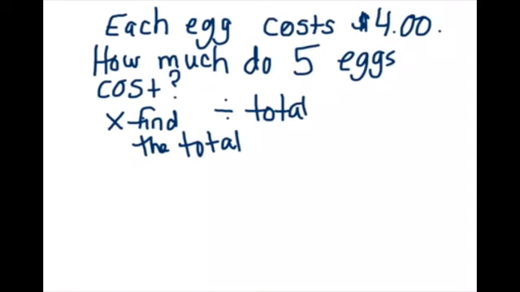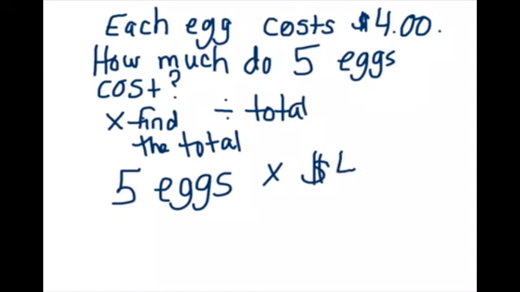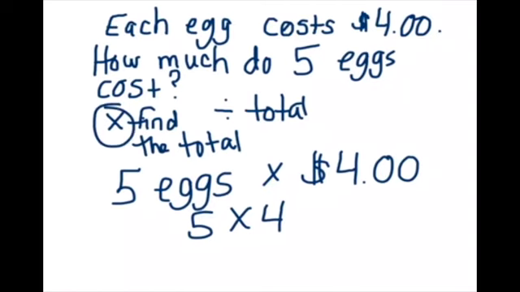And in this problem, I see that each egg costs $4. Each egg costs $4. How much do 5 eggs cost? So I know that we have 5 eggs, and I know that each one is $4. So that's like saying 5 times 4, which of course would mean we're multiplying, right? Because I have 5 eggs times $4. Each one was $4.